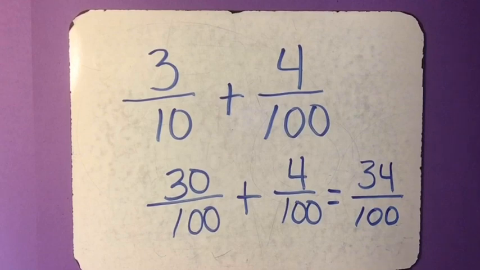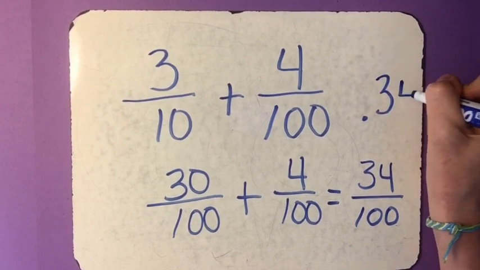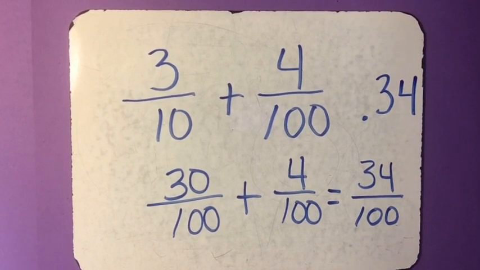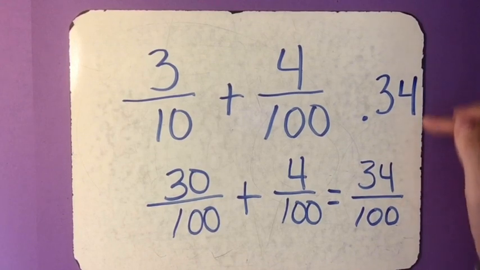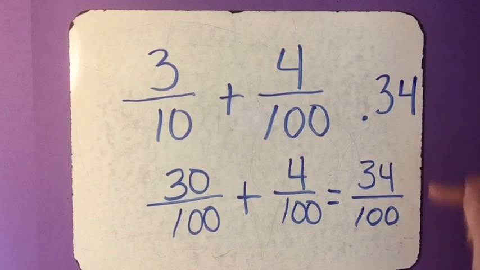Now, if I asked you to write 34/100 as a decimal, what would that look like? Just as a review, go ahead and write your answer. It should look like this, right? 34/100. And these two representations of 34/100 are the same. They're equivalent and equal to each other.